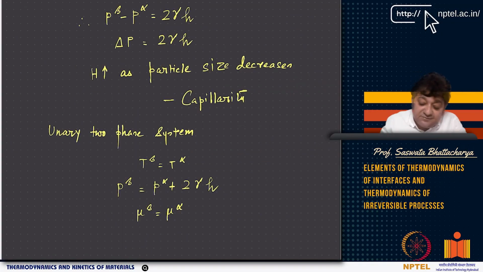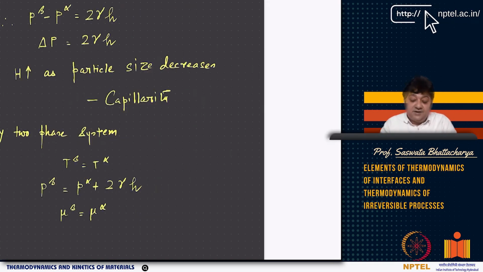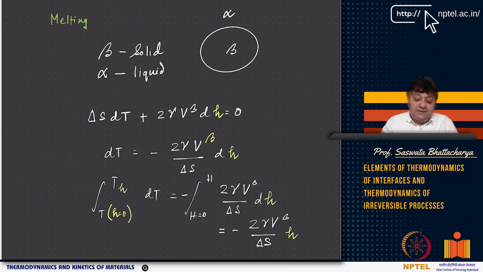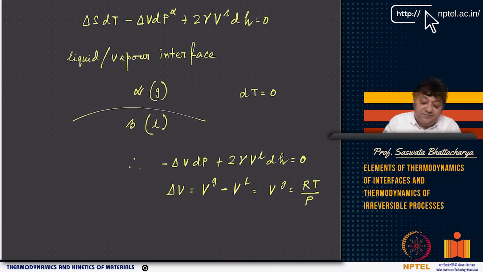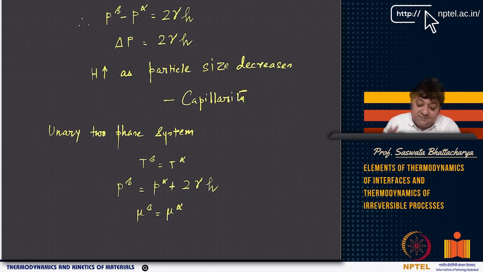Say for example, if you have understood this particular thing, that's capillarity. You have understood capillarity, you see that there is an extra pressure. So P beta is now not equal to P alpha, but it is equal to P alpha plus 2 gamma H, where H is the mean curvature and gamma is the interfacial energy. Now if you look at melting, again have a look at melting. Before that, we have established some very simple ground rules. That is, for a unary two-phase system, how does the equilibrium change?